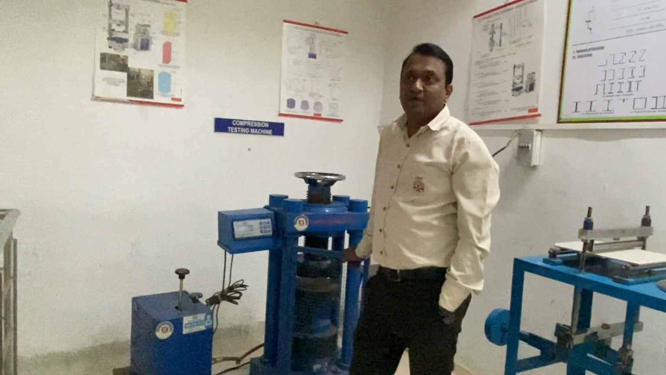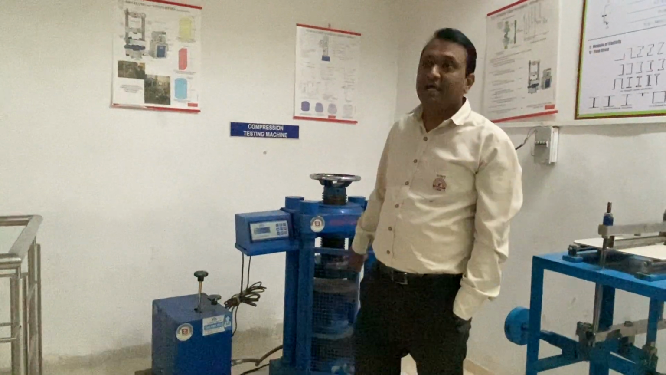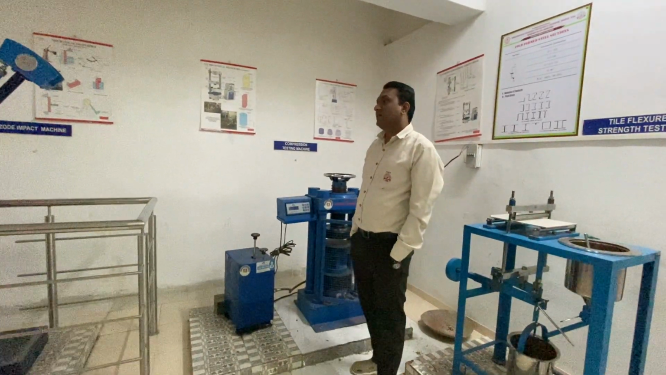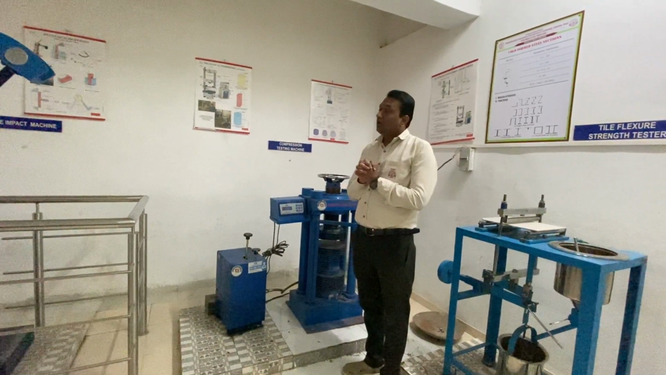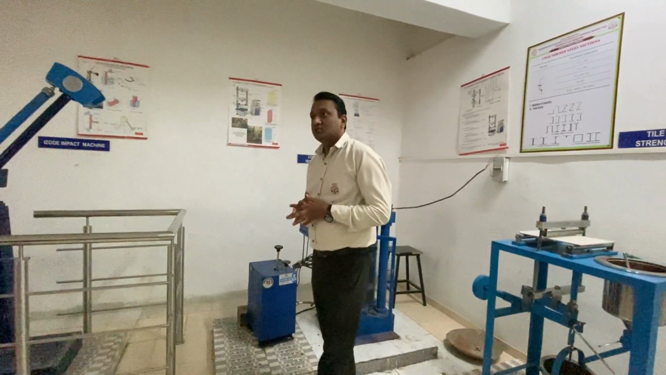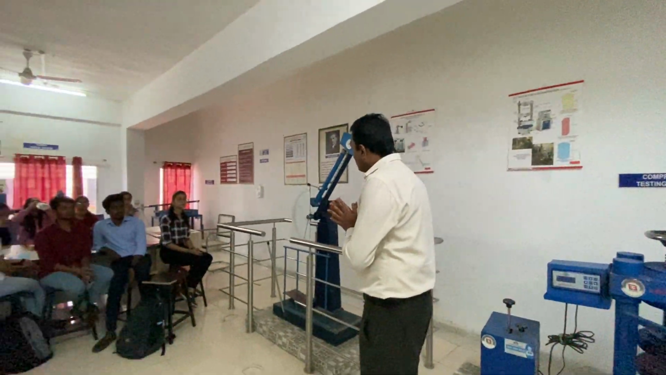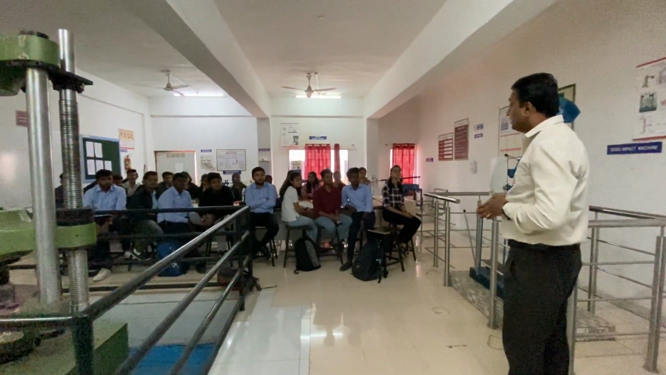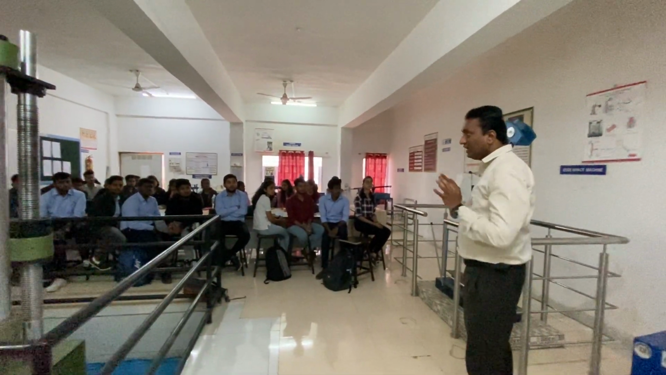What is the standard size of the brick? 19 by 9 by 9 centimeters is the standard size of the brick. You are going to use bricks in construction, so definitely there are some criteria. It has to satisfy some strength criteria. Whatever materials you are using in construction, you should know the strength of that material. That is the same thing we are doing in this practical.